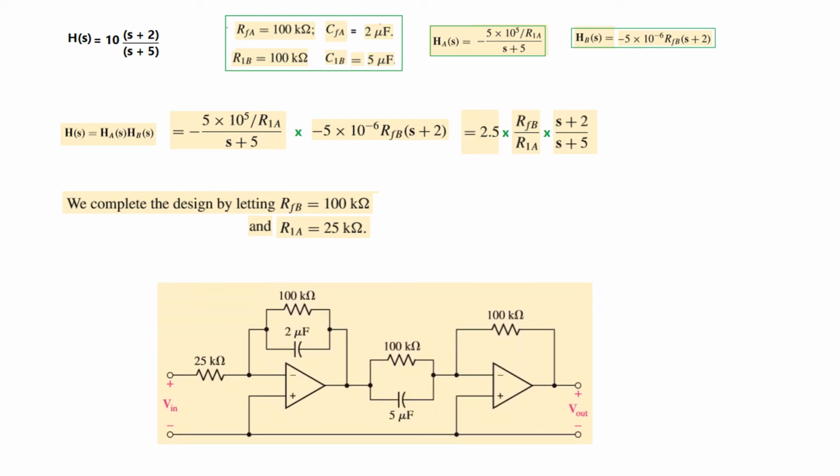So now we plug in the values. This is R1A for the A circuit, so we plug it in here. These two values from here for the resistance and capacitance in parallel are plugged in there. And then for the second circuit, we have these two values, 100 kilo and 5 microfarad. And this is the resistance of the B circuit, 100 kilo. So this circuit will now realize this transfer function.